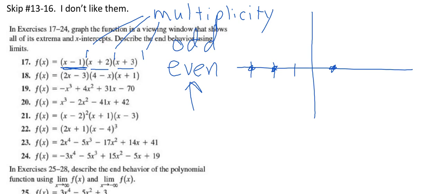None of these bounce like that. None of these ricochet off the axis because all of them have an odd multiplicity. It's the exponent I'm talking about, not the actual zero. So don't look at it and say, well, if the zero is an even number. No, that's not what I'm talking about. I'm talking about the exponent.